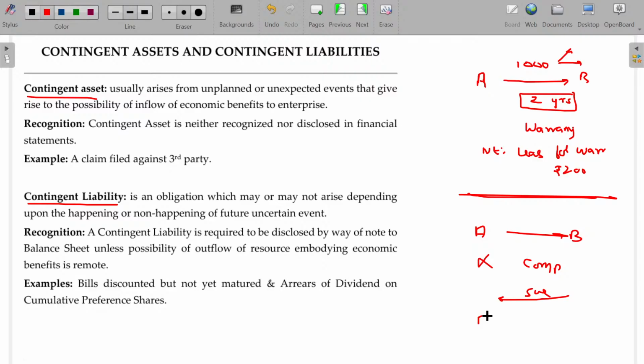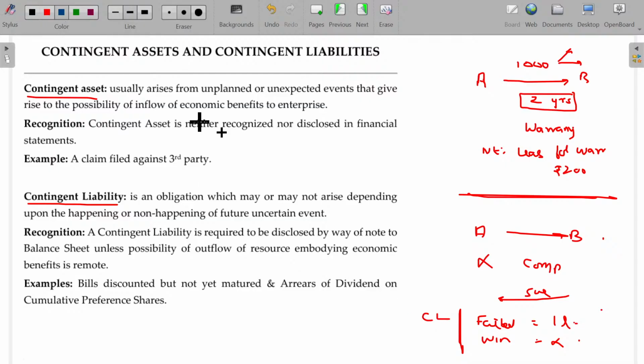If A fails in the case, he has to pay 1 lakh to B. If he wins the case, he has to pay nothing. So in case of failure, he has to pay 1 lakh. In case he wins, he will pay nothing. Then this 1 lakh is called contingent liability. This is not a liability today, but if he fails, then it becomes a liability.